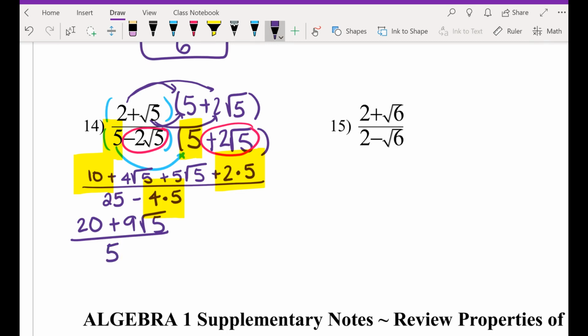Can I simplify any further than that? No, because the top is a couple. For you to simplify further, they have to factor out the same term. Can I factor out the same term on the top? No, so we box that up.